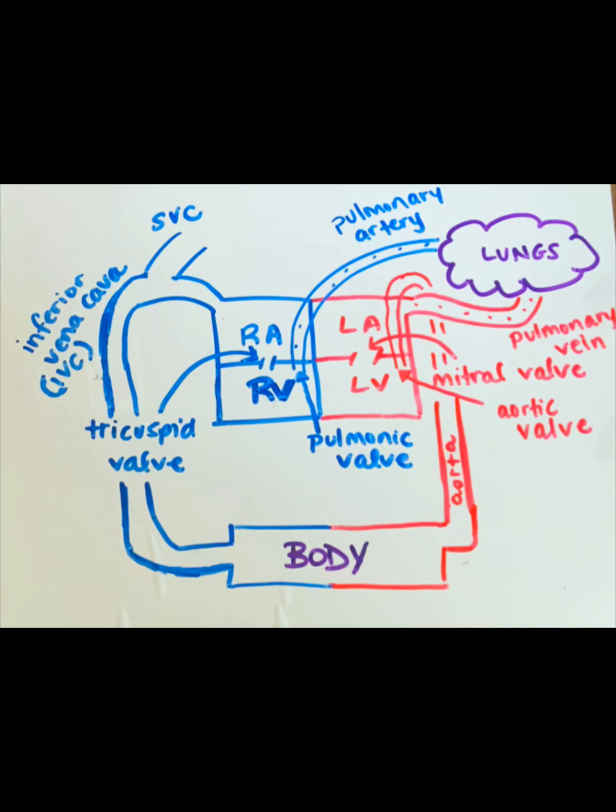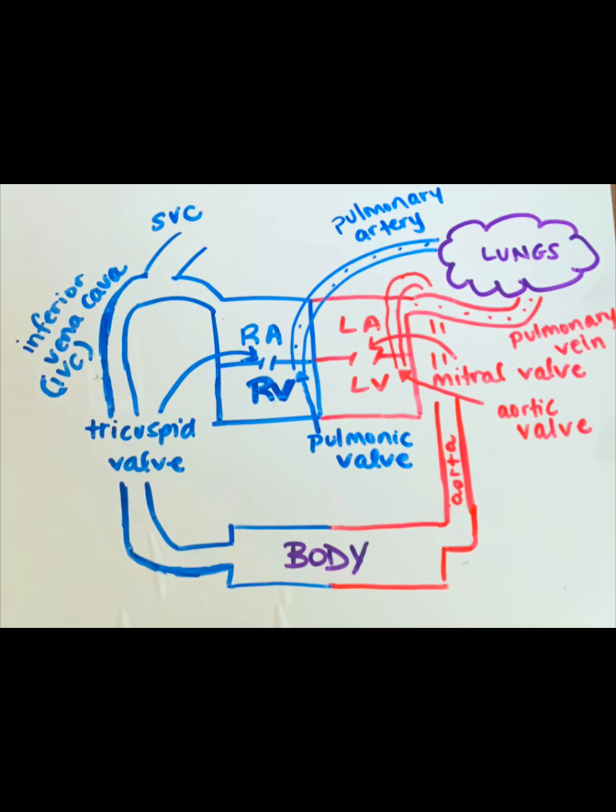So if we're starting out in the right atrium, the blood is going to go through a valve, which is called the tricuspid valve, into the right ventricle. It's called tricuspid because it has three flaps, tricusp, okay, if that helps you remember it. So it goes from the right atrium through the tricuspid valve and into the right ventricle. From there, it goes through the pulmonic valve. Pulmonic sounds a lot like pulmonary, which is exactly where we're headed. So we're going to go through the pulmonary artery to the lungs.